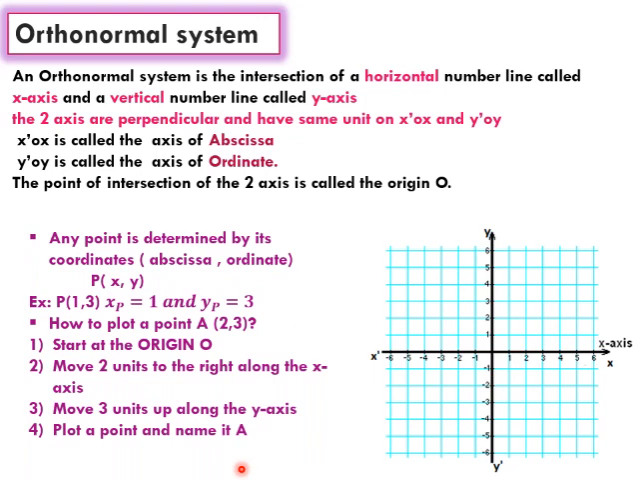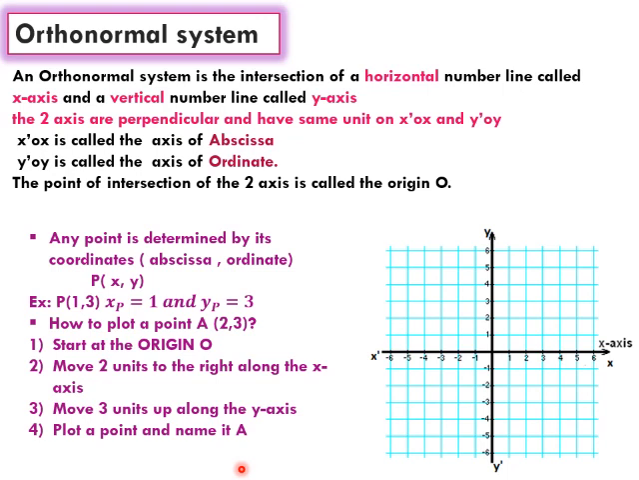Any point is determined by its coordinates, abscissa and ordinate. Point P has coordinates x, y. Let us take an example. Point P has coordinates 1, 3. The abscissa of point P, we write it in the form xp is equal to 1. And the ordinate of point P, we write it in the form of yp is equal to 3.